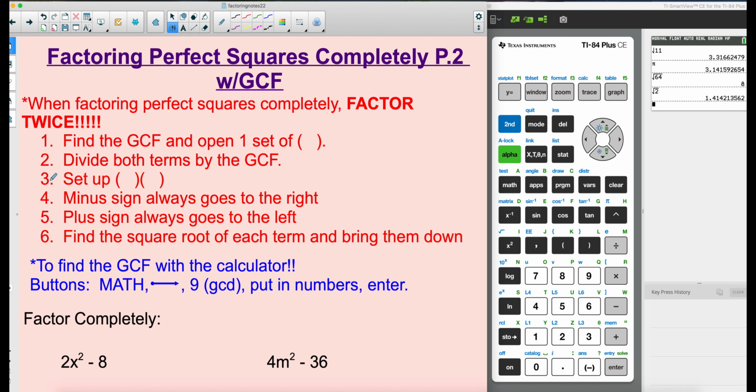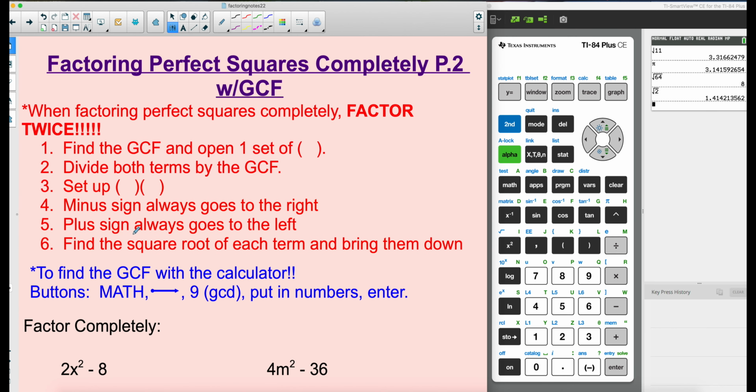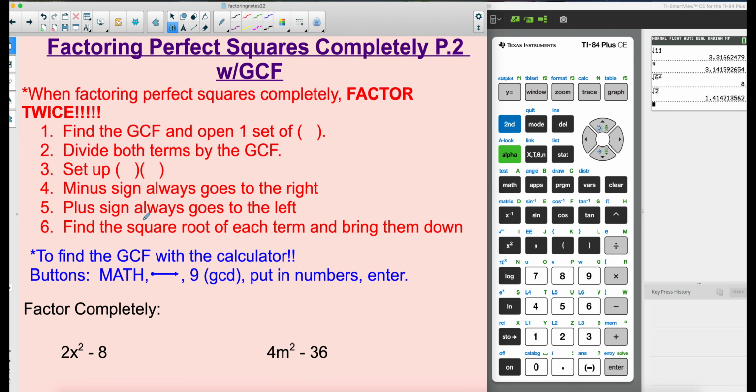And then, guys, steps 3 to 6, they're exactly the same steps we've been doing for factoring perfect squares, or the difference of two perfect squares. Setting up two sets of parentheses, minus always goes to the right, first sign's always a plus, and then, of course, you just find the square root.